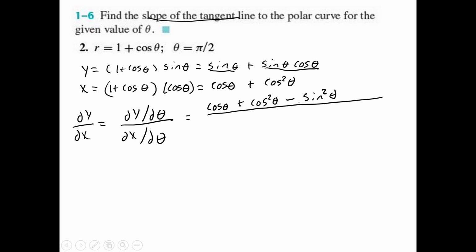And then in the denominator, dx d theta, derivative of the cosine is the negative sine, plus composition, bring down the exponent, take one away from the exponent, times the derivative of the inside. And the derivative of the inside is the negative sine of theta. So this becomes minus sine of theta.